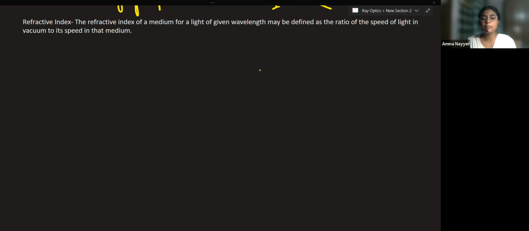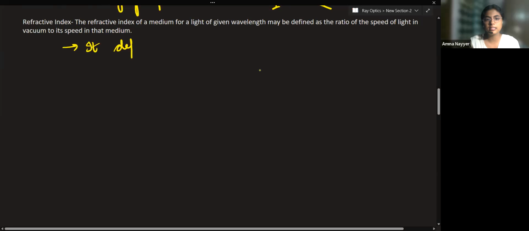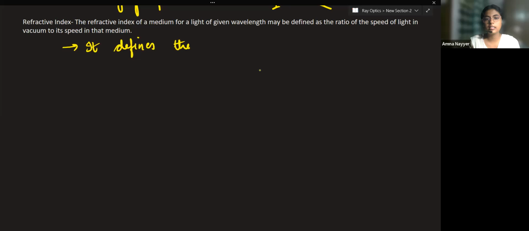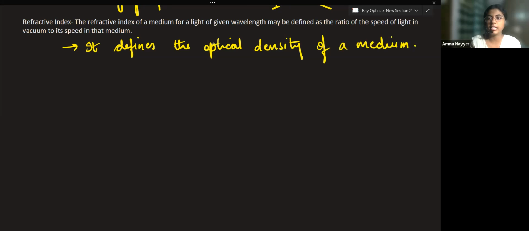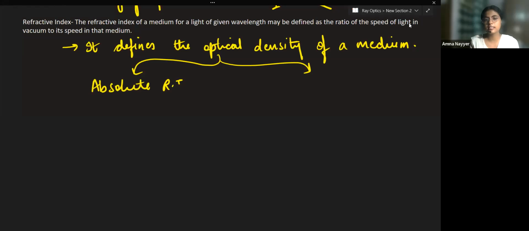So refractive index means what? It just defines the optical density of a medium. Now, refractive index is also of two types. One is the absolute refractive index, and then you have the relative refractive index, and both of these are included in your syllabus. And it's not difficult.